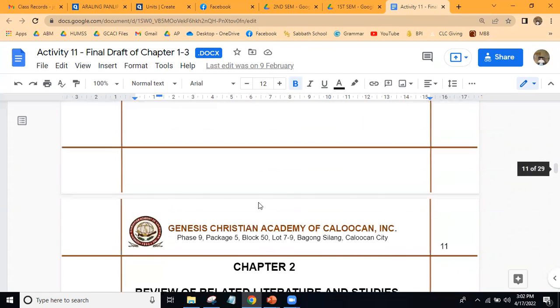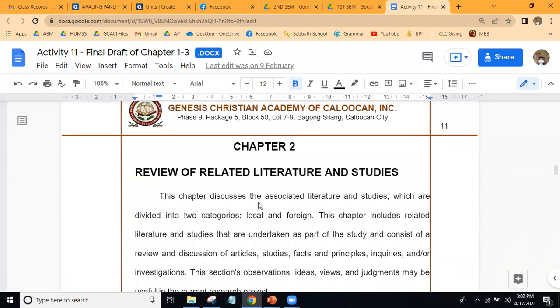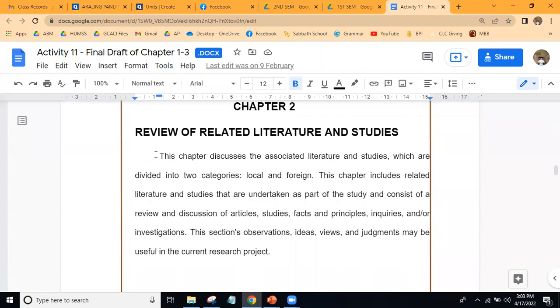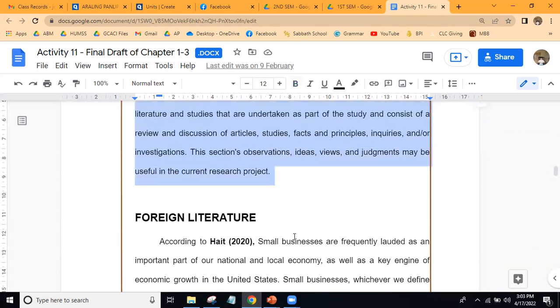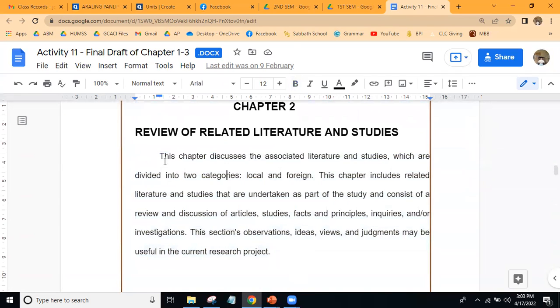Okay. So let's proceed to chapter 2 na tayo, no? Review of related literature. No? Sa review of related literature and studies, yan. Hindi mawawala yung lagi itong introductions. Dito kasi natin ni-narrate ano ba yung aasahan natin sa buong chapter 2. O yan. Kaya ito, this chapter discusses the associated literature and study which are divided into two categories, local and foreign.